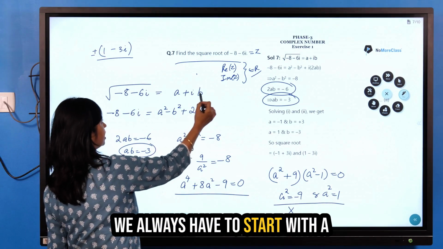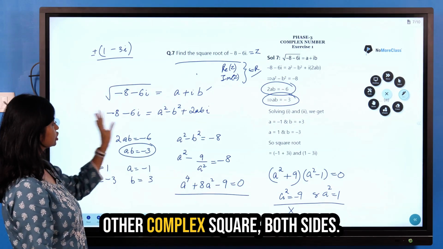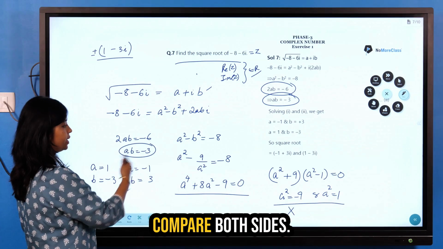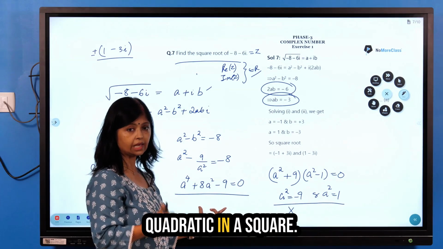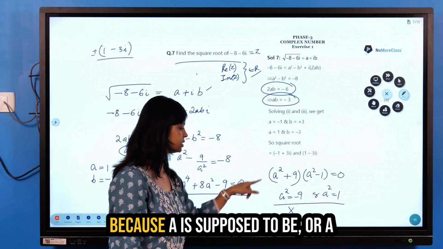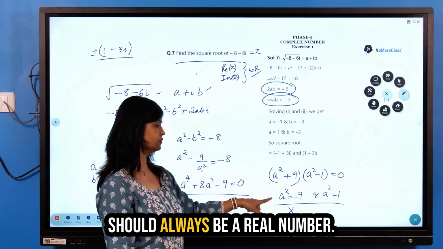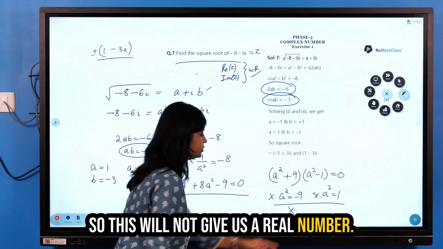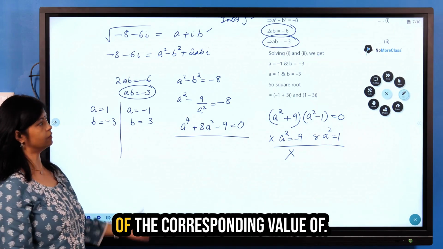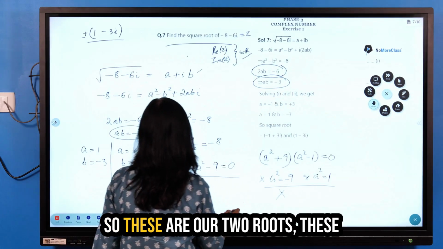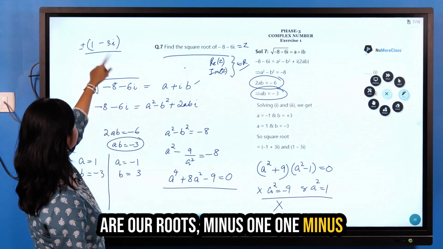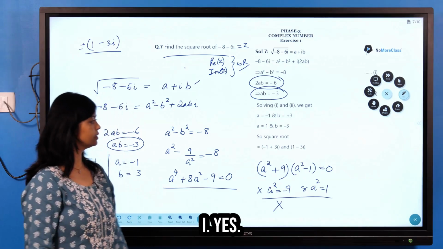We always have to start with a complex number, let the root be another complex number, square both sides, and then compare both sides, what we have been doing since the beginning. In this case, we get a quadratic in a square. And here is the key: we do not pursue a square equal to -9 because a should always be a real number, so this will not give us a real number. So we only take a square is equal to 1 and the two solutions from there, with the corresponding values of b. So these are our two roots: 1 minus 3i or -1 plus 3i. Thank you.